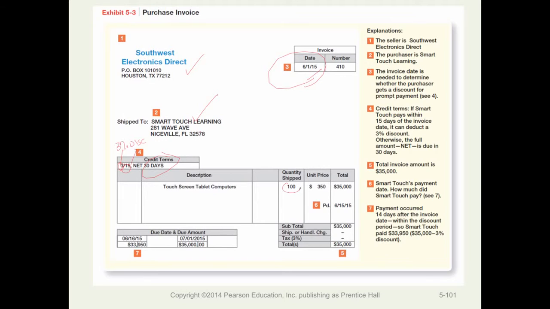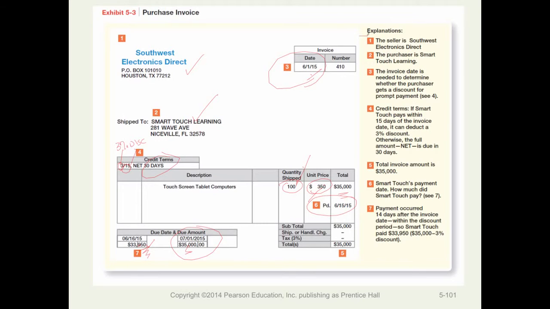We know that the cost to buy the inventory was $350. They bought 100 units for $35,000. So those are their purchases. If they paid within the discount period, which they did, paid within 14 days, their net cost is $33,950. If they waited, which they didn't do in this case, it looks like, at the end of that period, they would in fact have to pay the full $35,000.